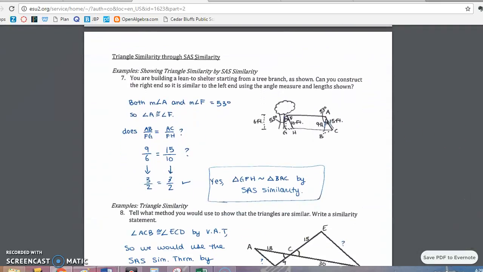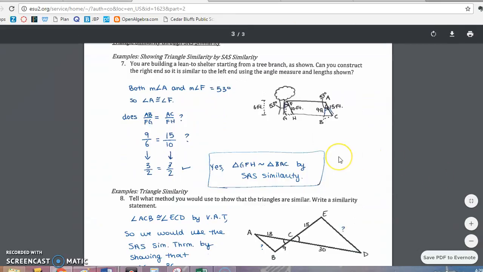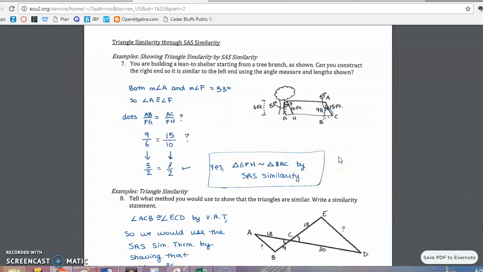Last, we have triangle similarity through side angle side. Here we have a diagram of a tree with a lean-to built on it. We know that both the measure of angle A and the measure of angle F are 53 because that's given to us here. So we can say that those two angles are congruent. Now we have congruent angles, we want to figure out if our sides are proportionate. And these are our including sides.